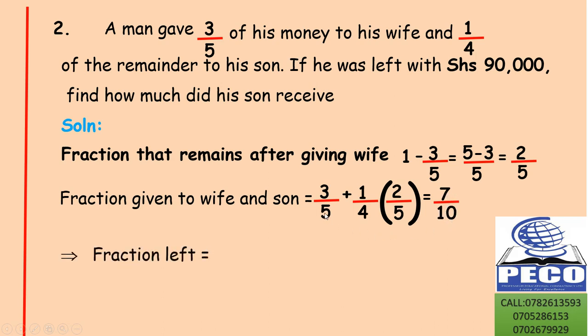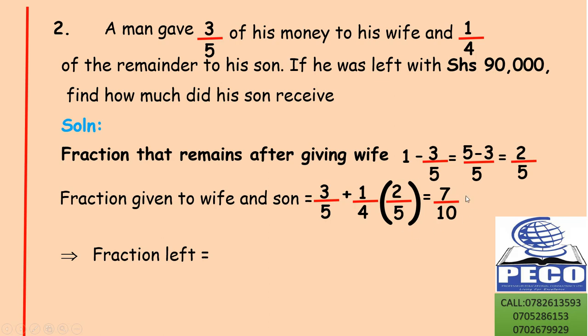Now you can check the validity of this. This is 3 out of 5 plus 2 out of 20. So once we sum up this, we shall end up with 7 out of 10. So 7 out of 10 is the fraction given to the wife and the son.